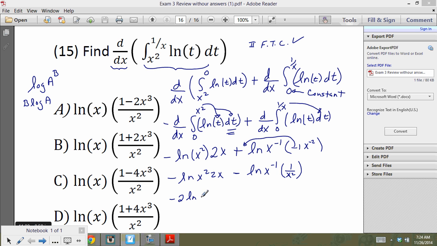natural log x times 2x. And then here, using that same idea, the negative 1 times the negative, that's now going to go back to a positive. Natural log x times 1 over x squared. I suppose really, the first one too, I should have grouped this so that that's kind of a separate thing.